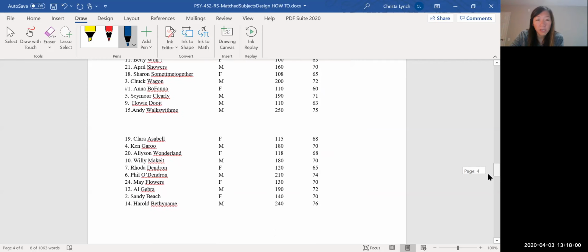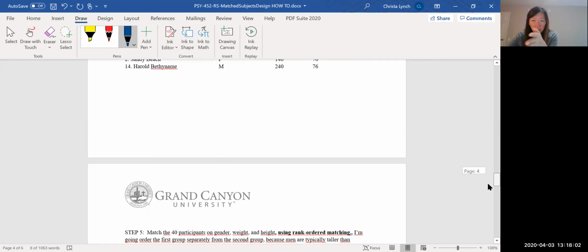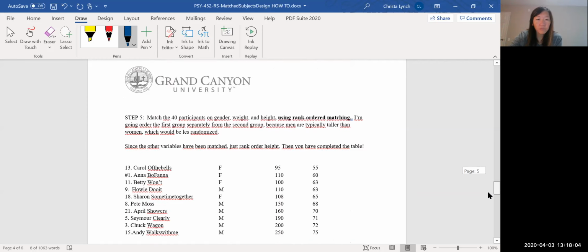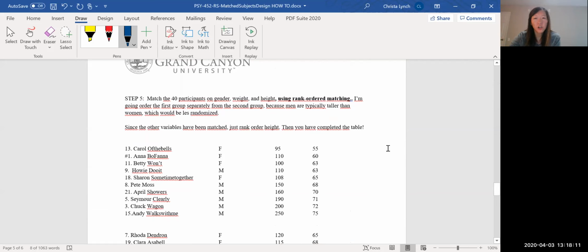And again, it's going to be by gender, but we're going to divide it up. So step 5, we're going to take the participants and match them on gender, weight, and height using rank ordered matching. That's what it says in your assignment. What I'm going to do though is order the first group separately from the second group because men are typically taller than women. So that would be less randomized.